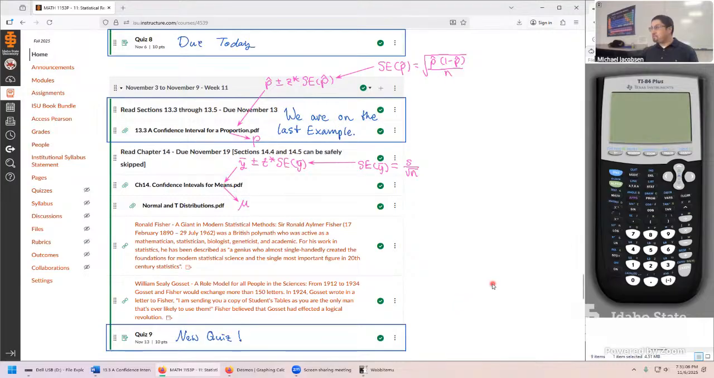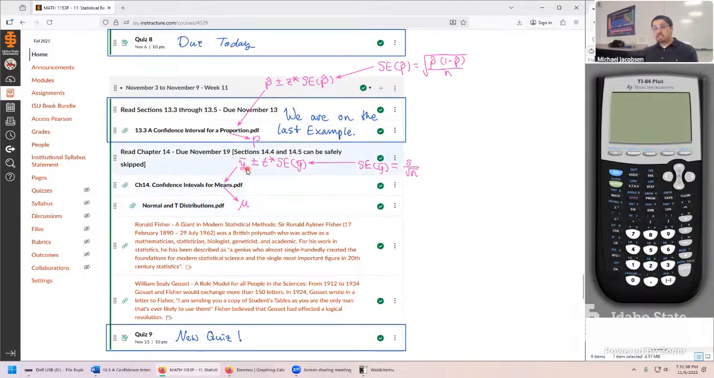As you can see from the scribbles on the Canvas webpage here, our methods in chapter 13 and chapter 14 look pretty similar in format. The difference is if you're dealing with a proportion, you're by its nature working with categorical data, with categories successes versus failures. That's why the parameter, the proportion p, is what we're estimating. We move over to quantitative data in chapter 14, where we're estimating a parameter mu, the population's mean.